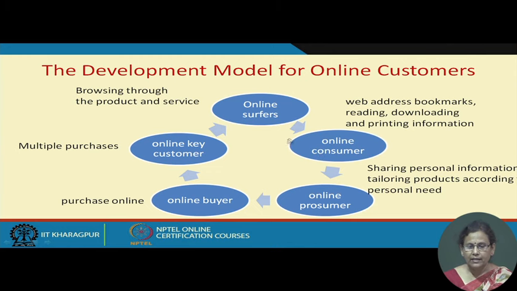You can characterize those surfers as online consumers who will be bookmarking your web address. They will be spending time reading the material related to products and services. They will be downloading, and probably they might be printing as well. So, they become online consumers. The third, after they become online consumers, they can share their personal information for tailoring the product according to their personal need. We say they are both producers and consumers, we call them prosumers. Then they become online buyers.